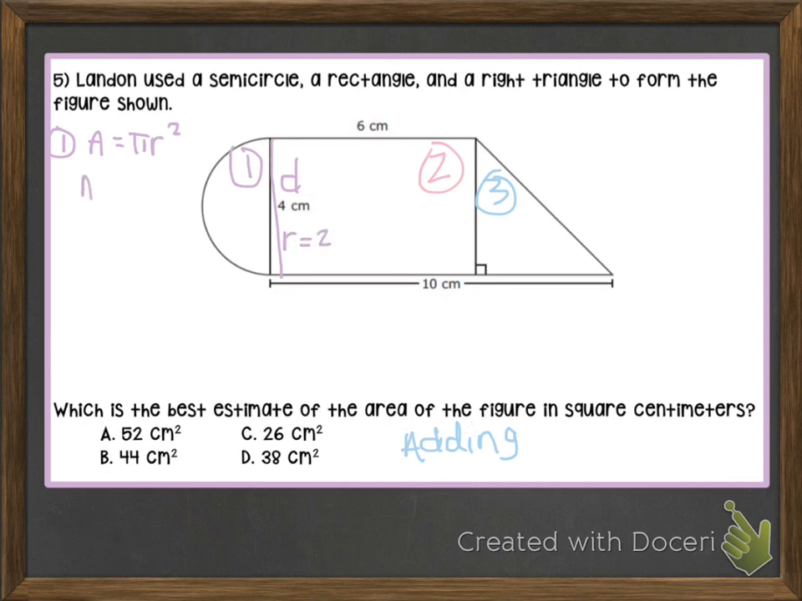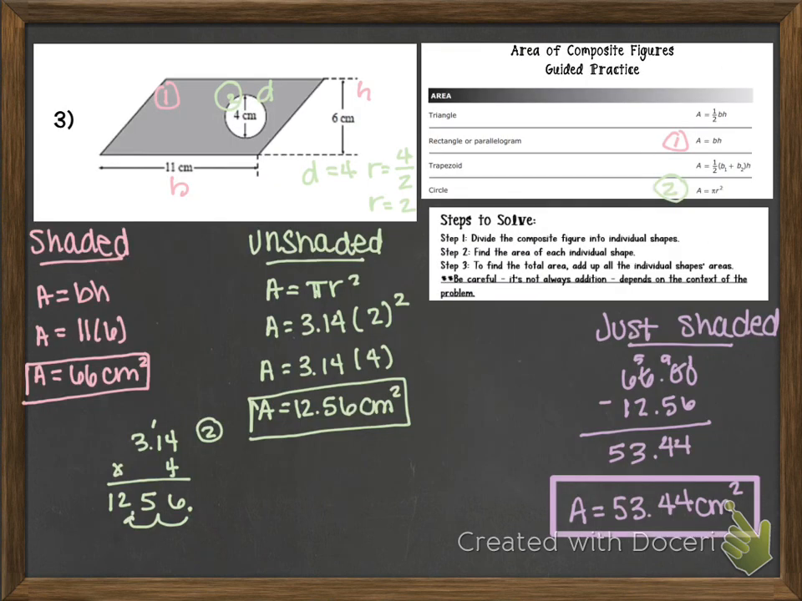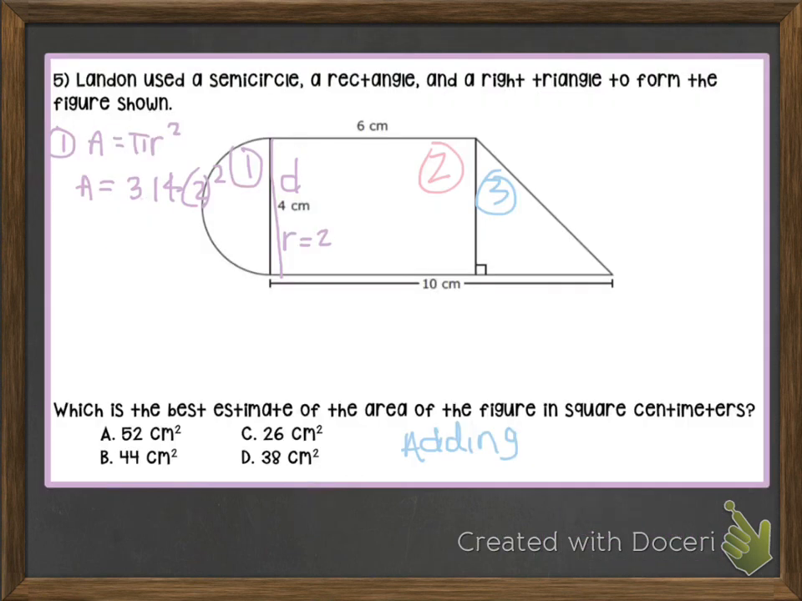Okay, so area equals 3.14 times 2 squared. This looks super familiar. If you look on number 3, we already did that, and we got area equals 12.56 centimeters squared. So, because it's already on our paper, we can go ahead and write that. Area equals 12.56 centimeters squared.